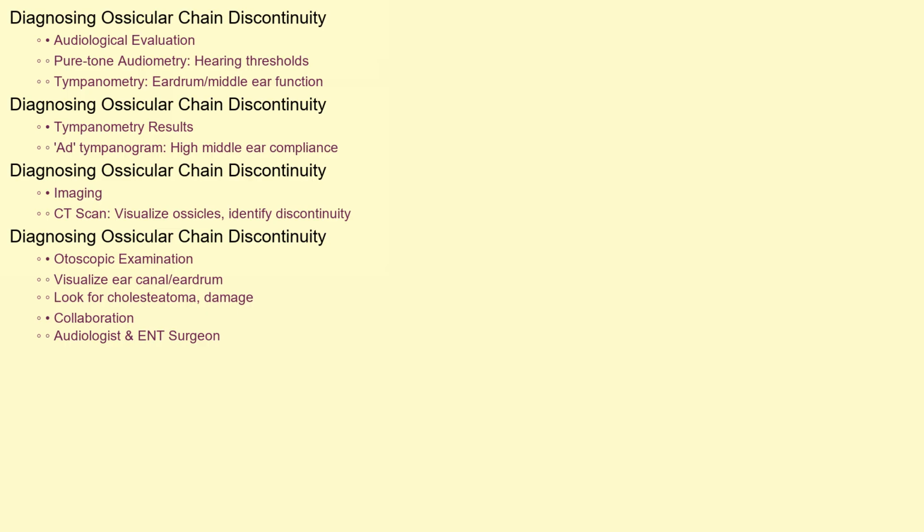Diagnosing ossicular chain discontinuity involves a comprehensive audiological evaluation. This includes pure tone audiometry, which measures hearing thresholds at different frequencies, and tympanometry, which assesses the function of the eardrum and middle ear. Tympanometry typically shows an Ad-type tympanogram, which indicates high middle ear compliance.